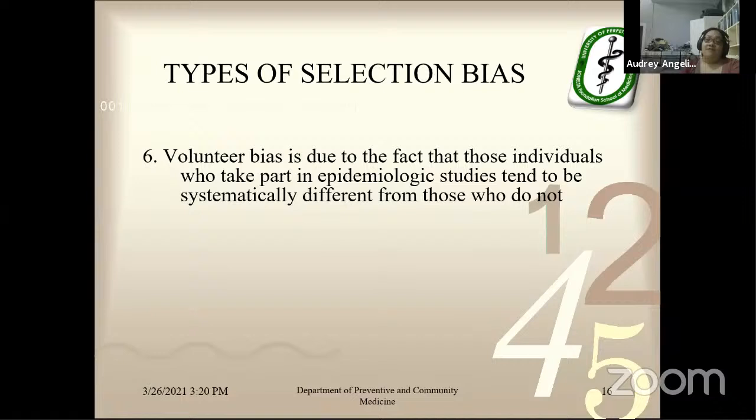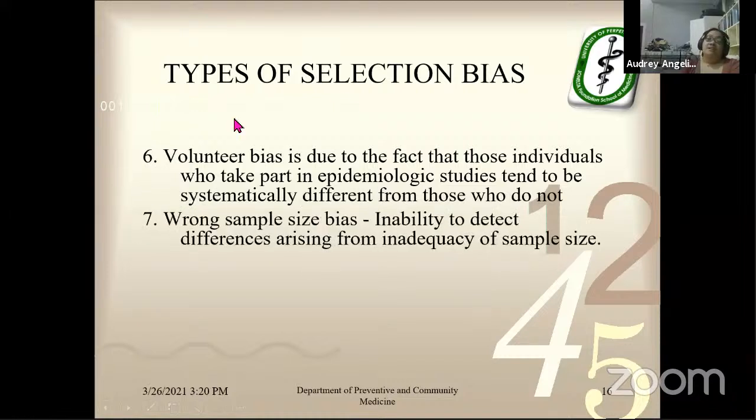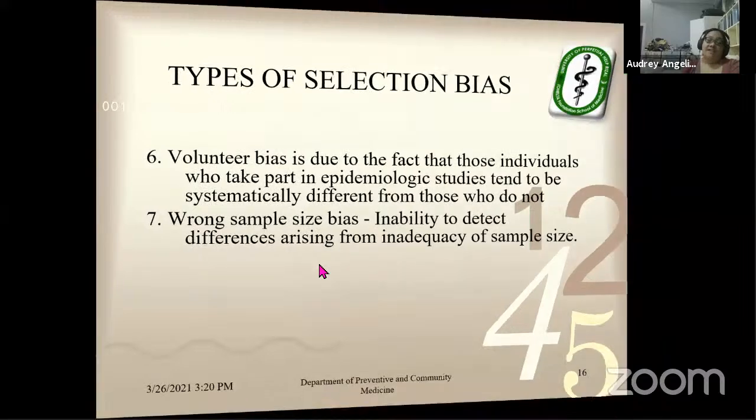Okay. This one, volunteer bias. So this would be the veterans in research studies, etc. So they would have a different background and characteristics as well. Of course, if you get the wrong sample size bias, it would have the inability to detect differences arising from the inadequacy of the sample size.